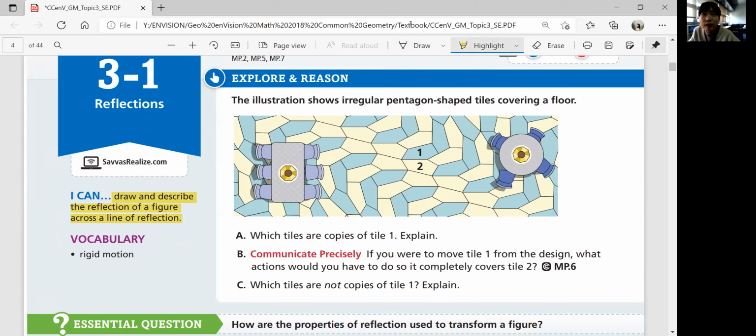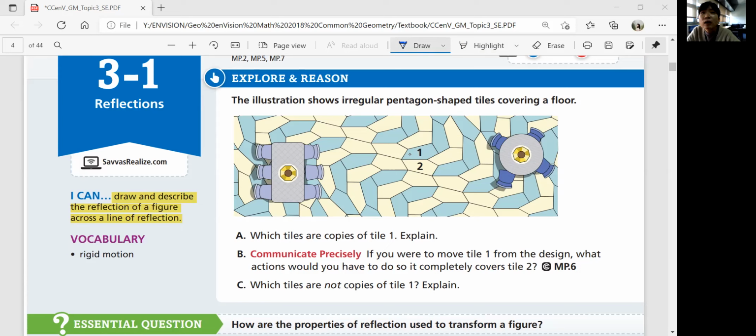Let's look at explore and reason. The illustration shows irregular pentagon-shaped tiles covering a floor. Okay. Part A. Which tiles are copies of tile 1? Look at this tile 1. It's the blue shaded pentagon. If you look at tile 1, it is filled with blue.